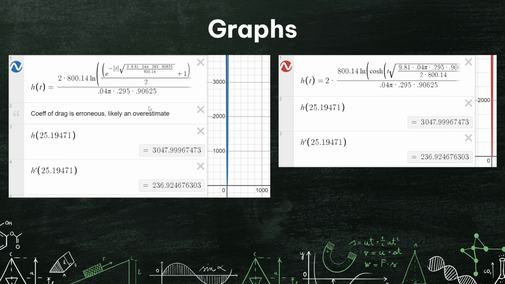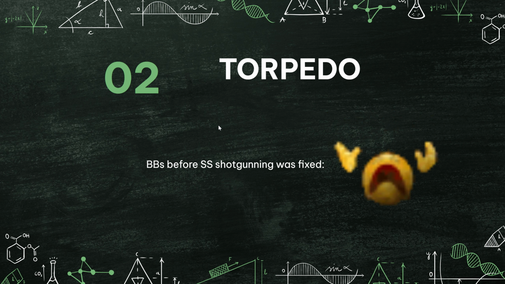Okay, so here's the graph. This is from my equation here. As you can see, this is a height and height time graph. I think that's what it's called. So the velocity at 25.2 seconds is 237 meters per second, and the height is 3,048, which pretty much matches the Wikipedia equation on freefall with air resistance that I've inserted here. As you can see, the numbers are pretty much the same. Actually, they're exactly the same. So, okay, number two, torpedo.